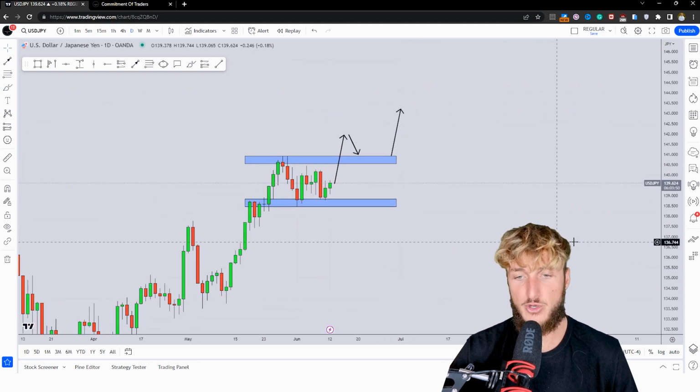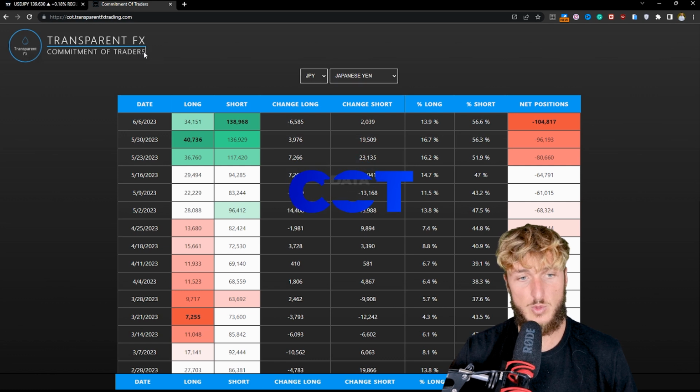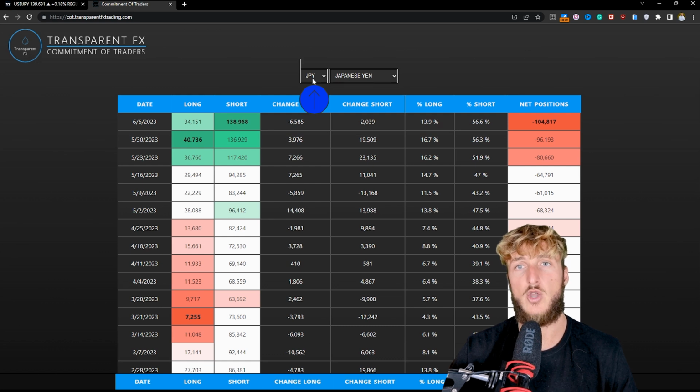Now, before I continue here with the analysis that we have from a technical perspective, let's first go and see what we have when it comes to the commitment of traders, so the COT data, which is what the non-commercials in the market are doing. Now, the first thing that we have to keep in mind is that if we're checking the data for the JPY, we're actually checking JPY USD because all currencies on the spot are traded against the USD.